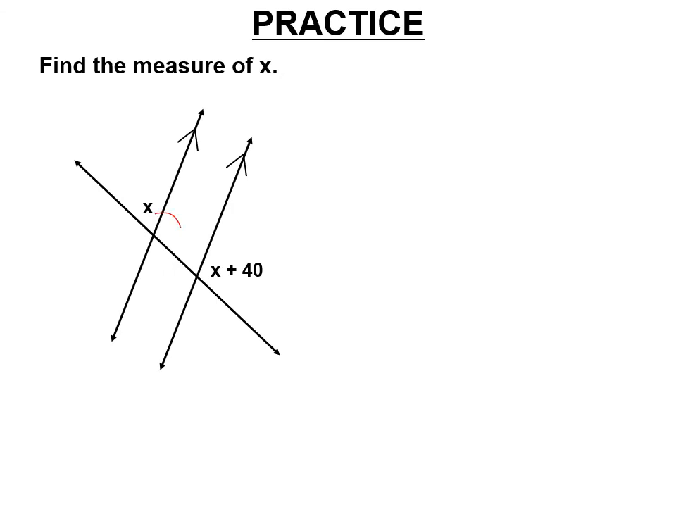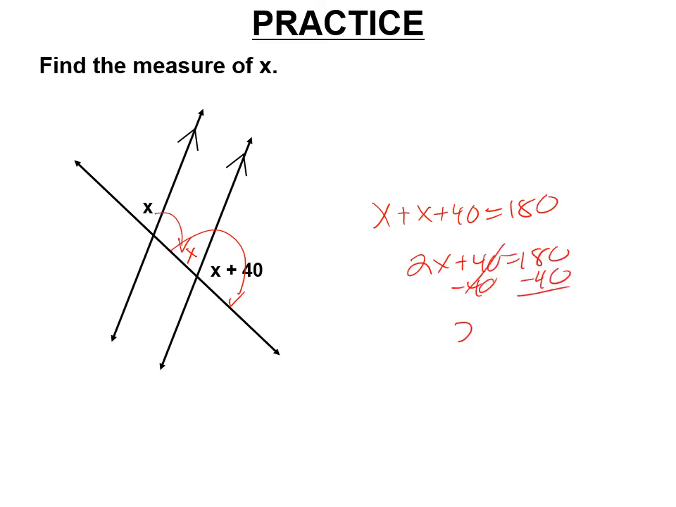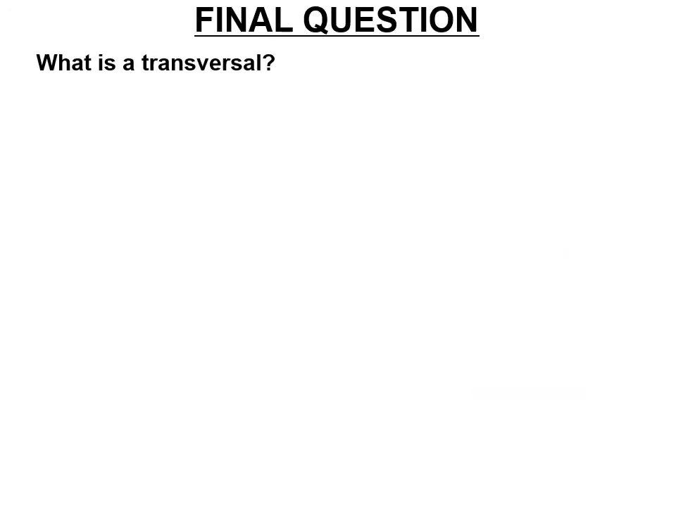So let's move x over here. And now we have a linear pair. So we have 2x plus 40 equals 180. Two-step equation, easy peasy. x equals 70 degrees.